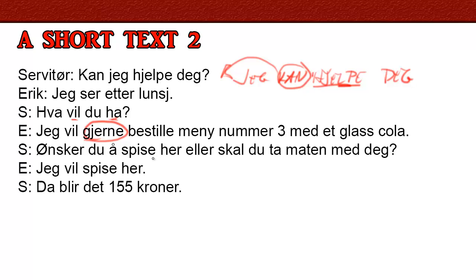Do you wish to eat here, or are you going to bring the food with you? "Ønsker", first verb, not a modal verb, so "å". I want, or will, eat here. "Spise", modal verb, infinitive without the "å". "Da blir det 155 kroner." Then it becomes, or then it will be, 155 kroner.